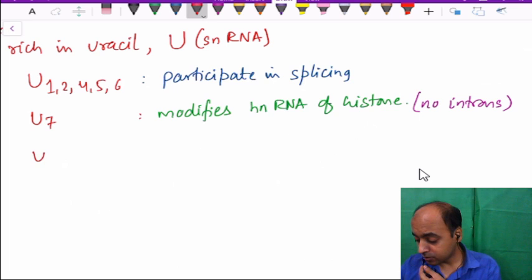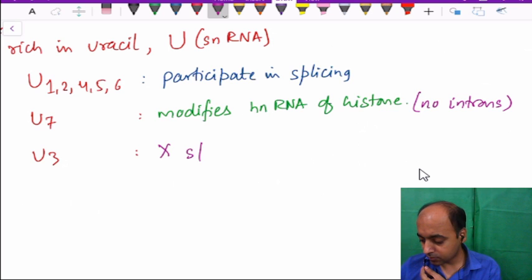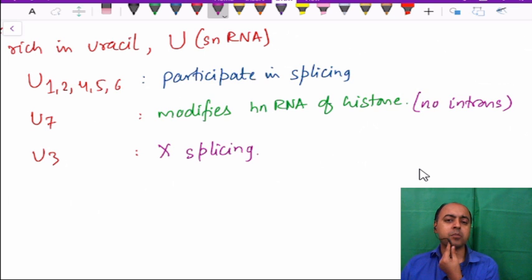Lastly, U3 does not participate in splicing. So these are some minor details about the snRNA. It is rich in uracil, therefore the symbol used is U. And the various types are U1, 2, 3, 4, 5, 6, 7. U1, 2, 4, 5, and 6 participate in splicing. U7 participates in modification of the HnRNA of histone. U3 is not having any well-known action in the splicing. So this is the detail about the snRNA.